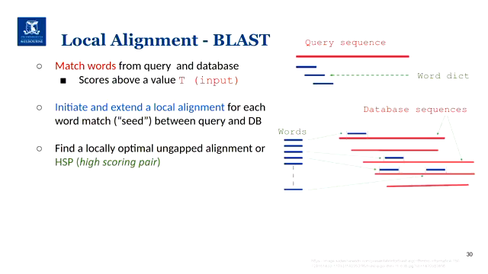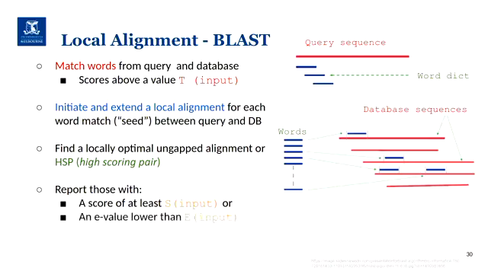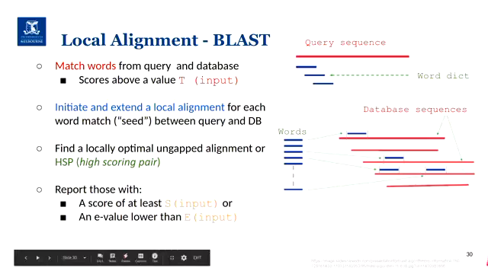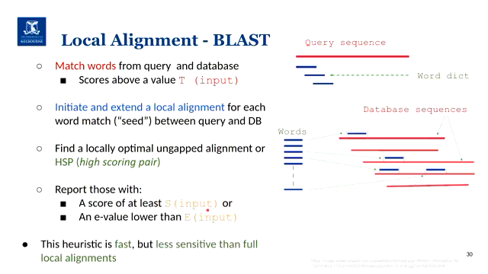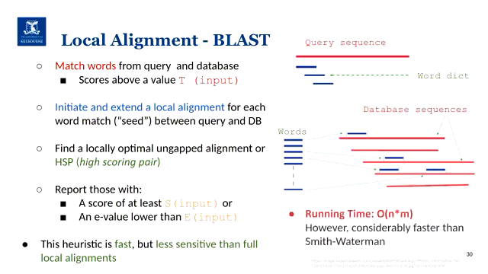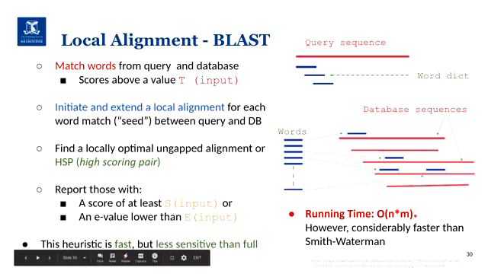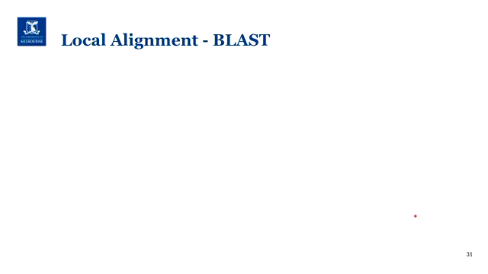So basically, I'll try to really quickly match those small words that are simple and try to extend that pattern for all of these sequences. And then what BLAST will do is report either a given number of hits or all the hits with an E value, expected value, lower than E. And this is a very fast heuristic, so of course it's less sensitive than the full local alignments. The worst-case running time is the same, however it's considerably faster than Smith-Waterman.